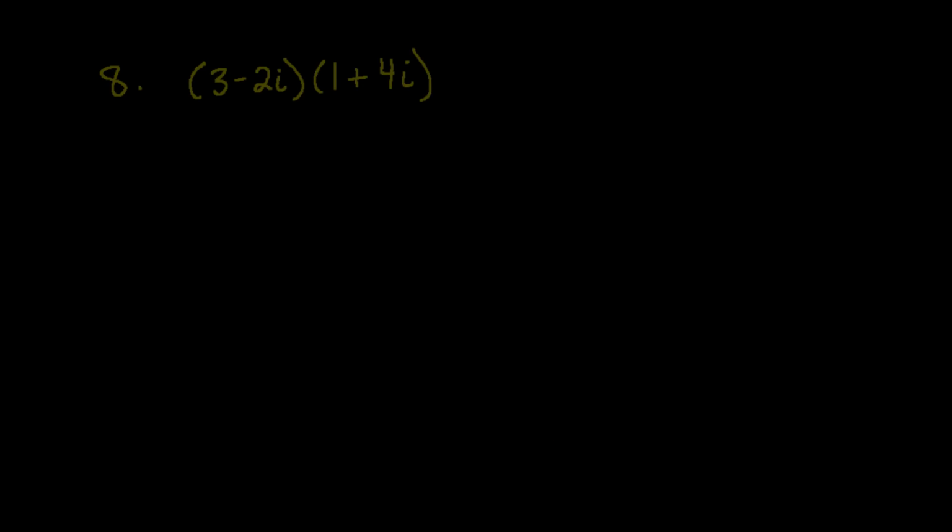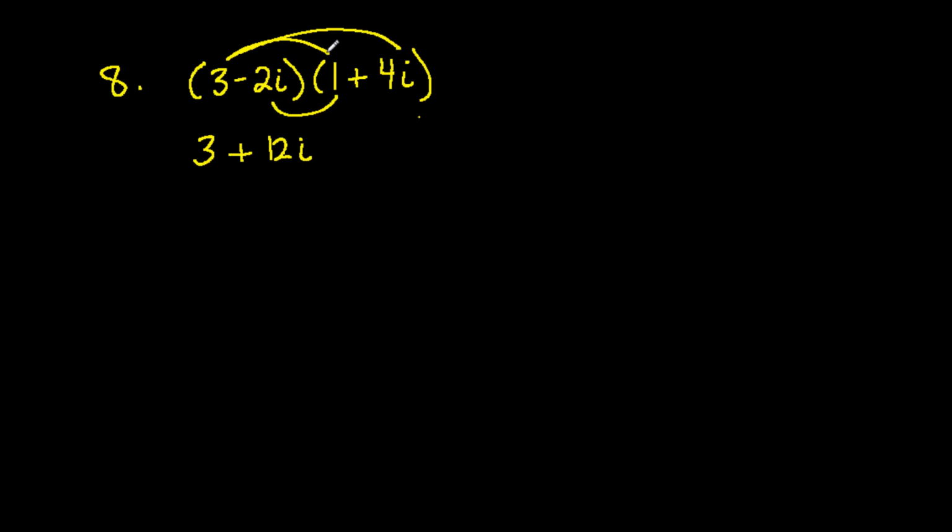The next question involves multiplying two complex numbers. We see those i's in there, so we should be thinking of the imaginary number i, which equals square root of negative 1. So that calculation will come into play here. First, I would distribute. 3 times 1 is 3. 3 times 4i is 12i. Negative 2i times 1 is minus 2i. And negative 2i times 4i is negative 8i squared. But keep in mind that i equals square root of negative 1.